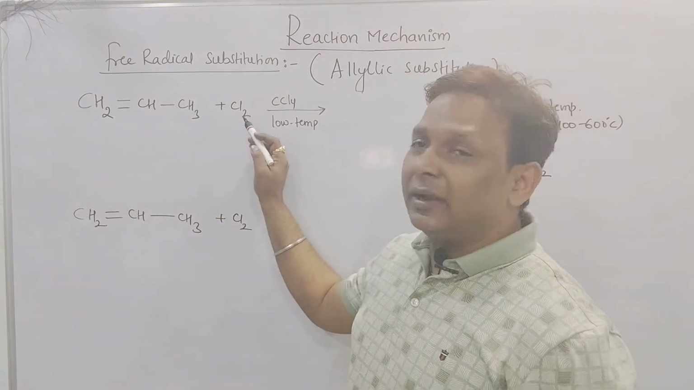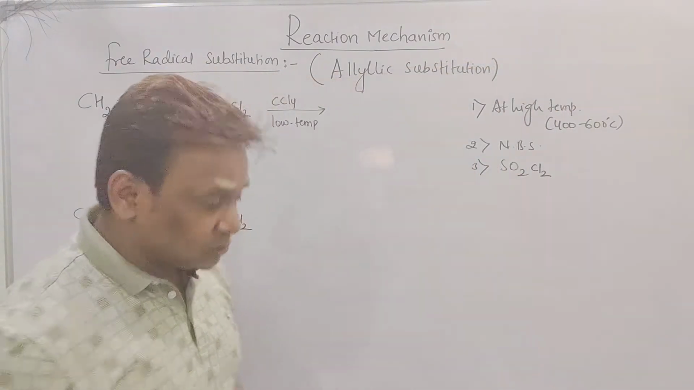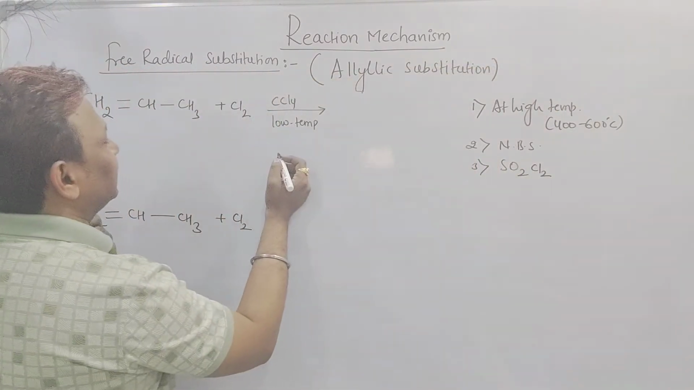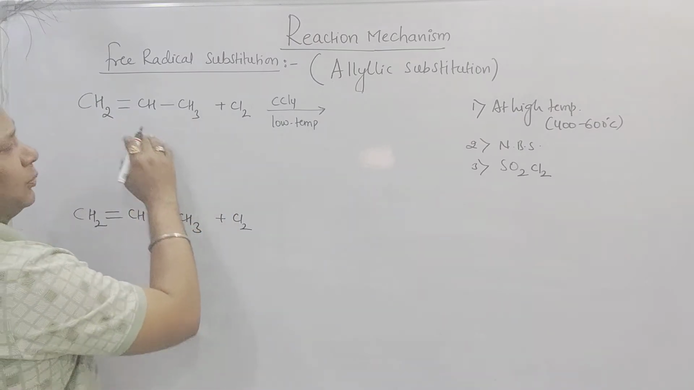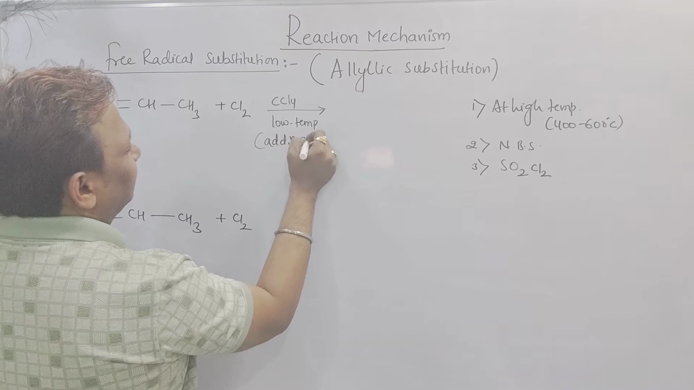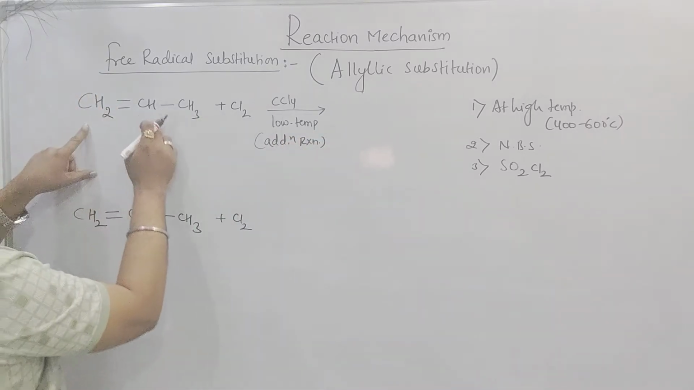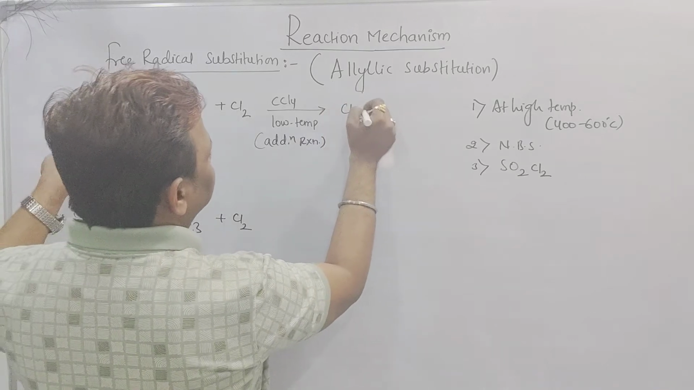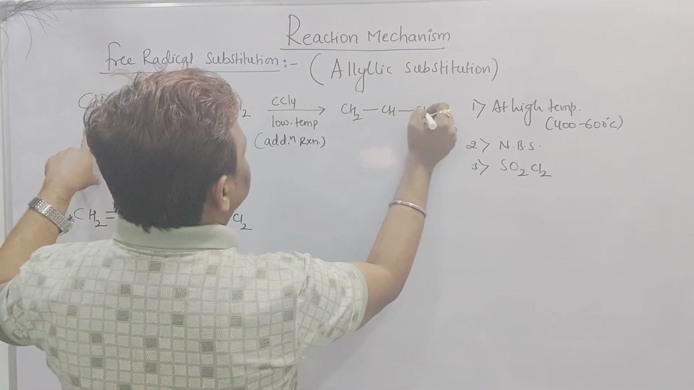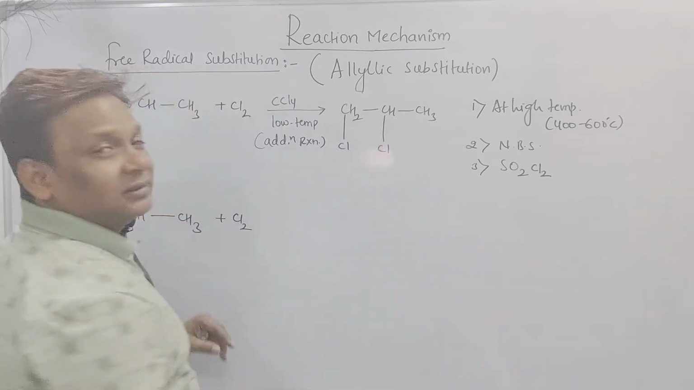We are adding what? Halogen, in the presence of carbon tetrachloride, and the temperature is low. So at low temperature, as the alkene has a double bond, it undergoes addition reaction. Addition reaction means breaking the pi bond and adding one Cl here. I get CH2, then CH, then CH3, each bonded with a Cl.